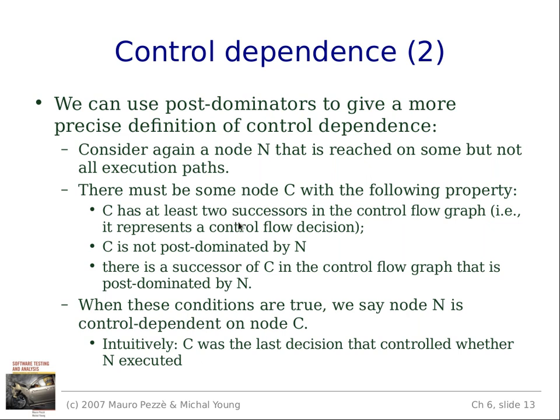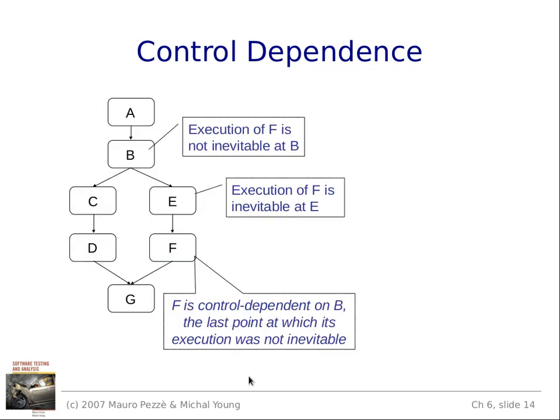So keep in mind that there must be some node C with the following property: it has at least two successors, and C is not post-dominated by N, but there is a successor of C in the control flow graph that is post-dominated by N. When these conditions are true, we say N is control dependent on C.